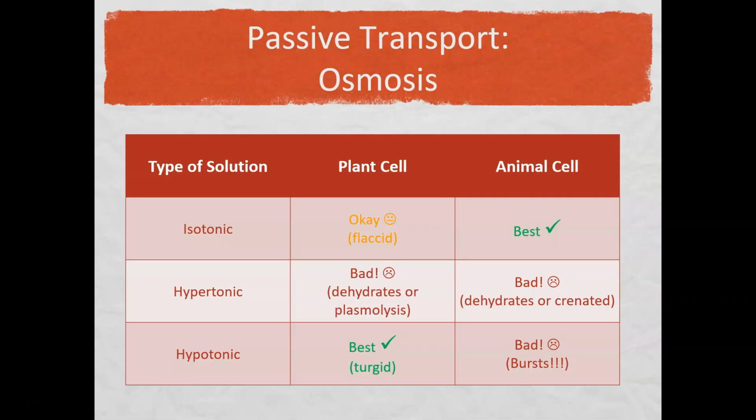For an animal cell, however, something like us, we need to be in that isotonic situation. We need the same amount of water moving in and out of our cells at a constant rate so that the cells can maintain shape. That's a good thing for them.